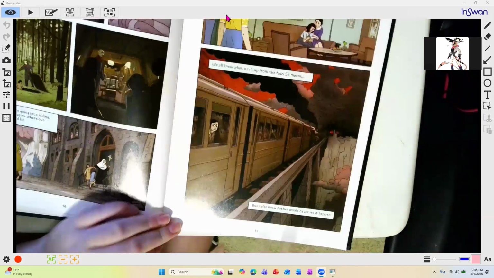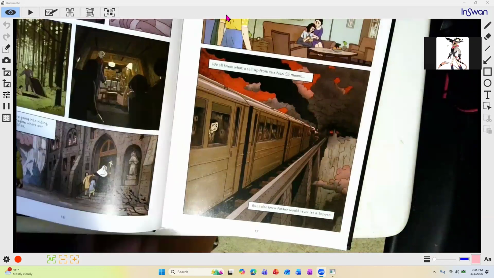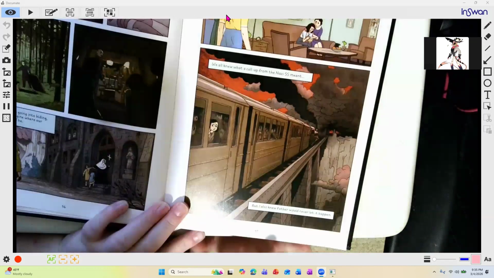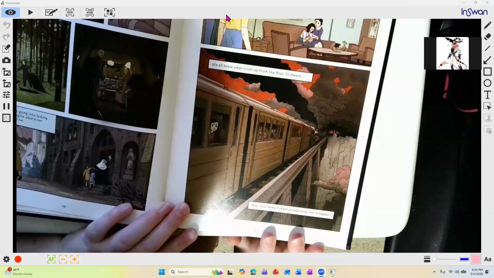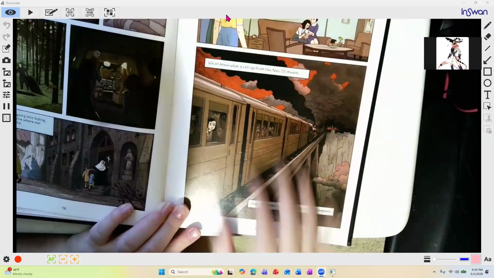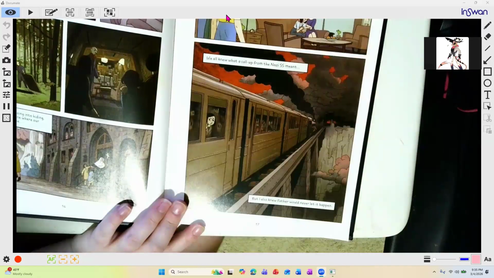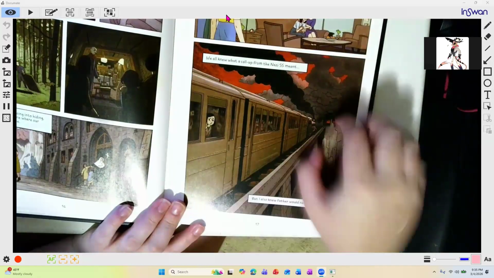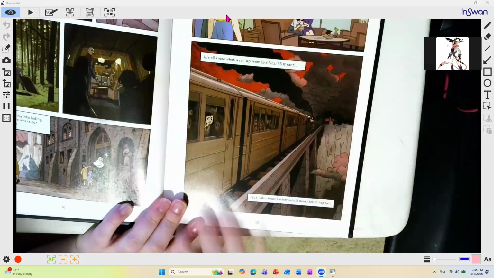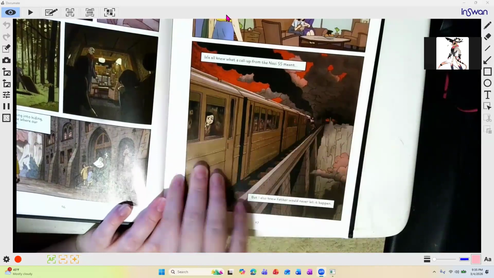Real quick, with this background, obviously we can see multiple colors. We can see black, red, and gray in the background. Midground, we can see the tracks, and then the train as the foreground.